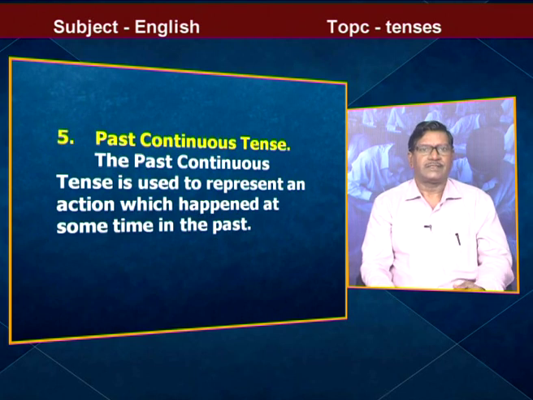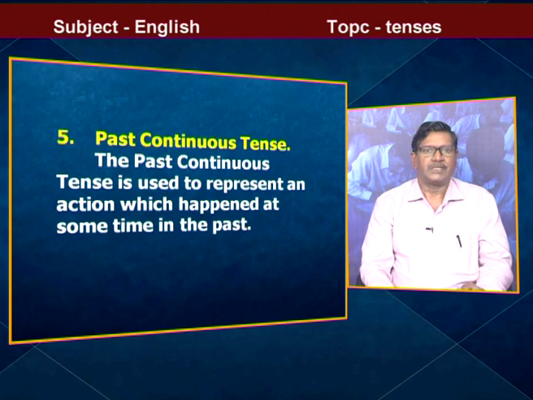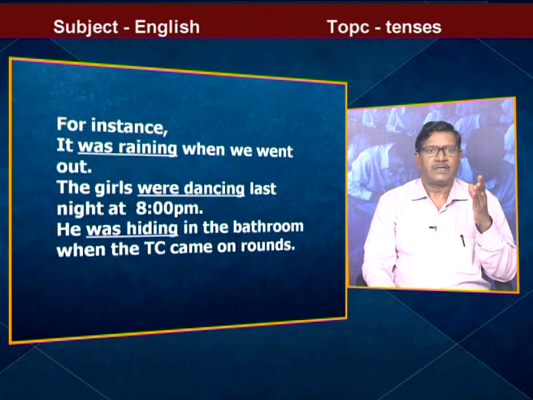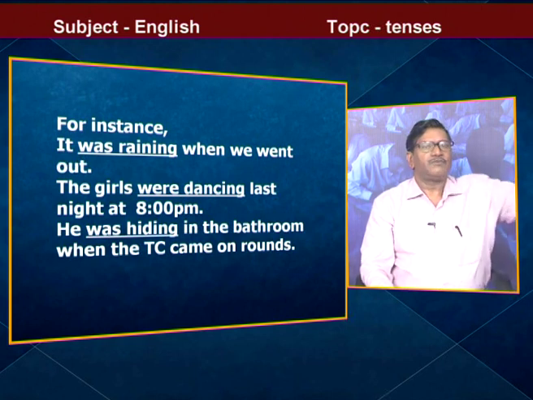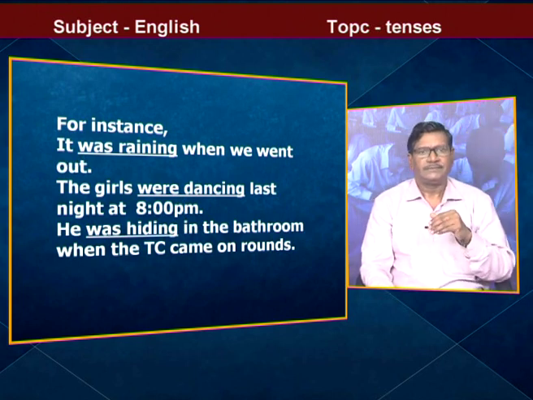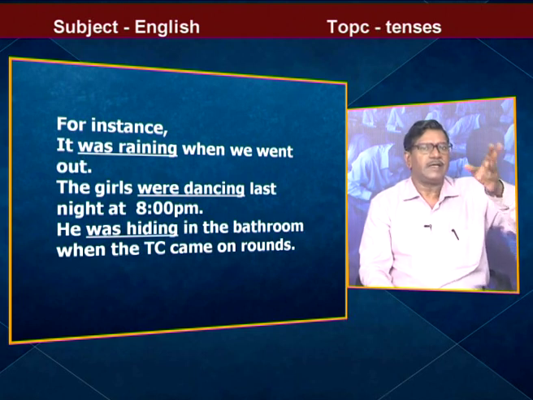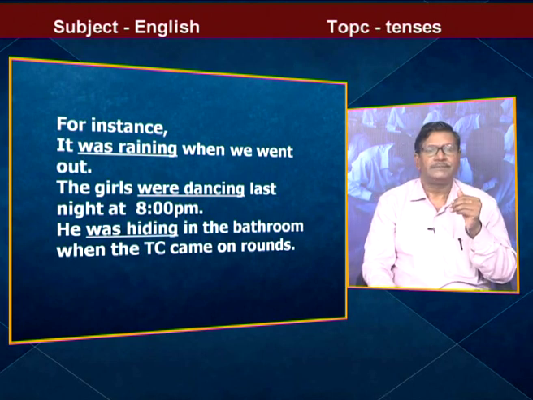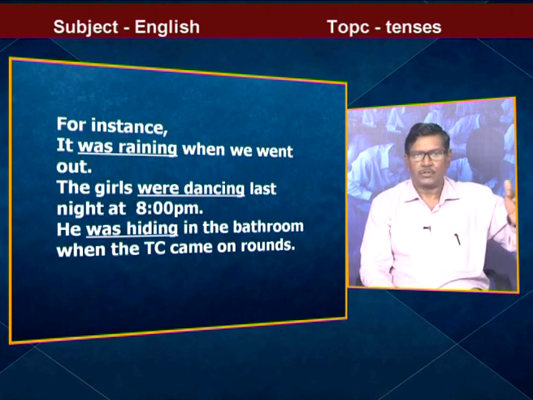Past continuous tense. The past continuous tense is used to represent an action which happened at some time in the past, that is, which was happening. It was raining when we went out. When we went out, it was raining. Not now. The girls were dancing last night at 8 p.m. All these were happening at some time in the past.